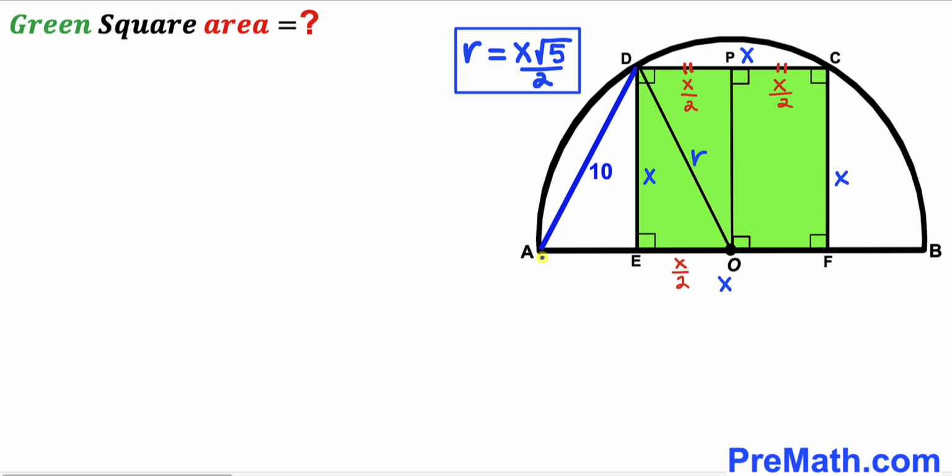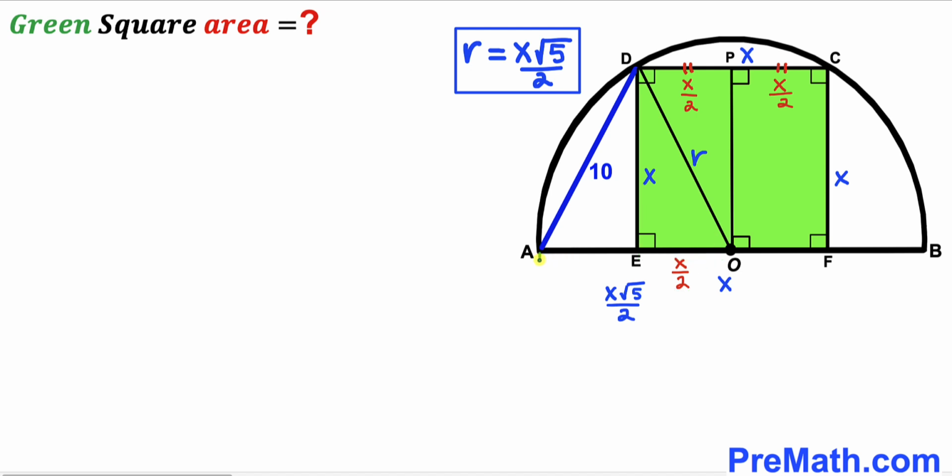Now let's make an observation. We can see this AO is the radius of this very same semicircle. So this radius length is going to be x times square root of 5 divided by 2 as well. Let's make an observation once again. We know this is our radius, which is x times square root of 5 divided by 2. And this segment EO length is x divided by 2.